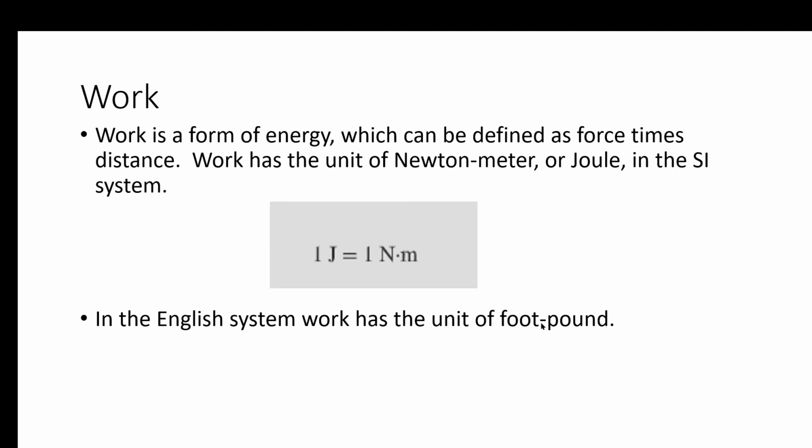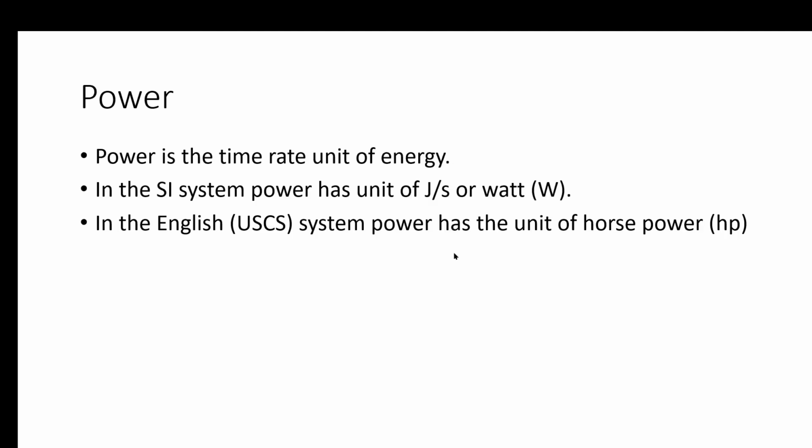Okay, power. Power is the time rate unit of energy or work. A common unit is horsepower in the English system. The unit is joules per second, which is a watt. 1 joule per second is 1 watt. And in the USCS system, horsepower is commonly used.